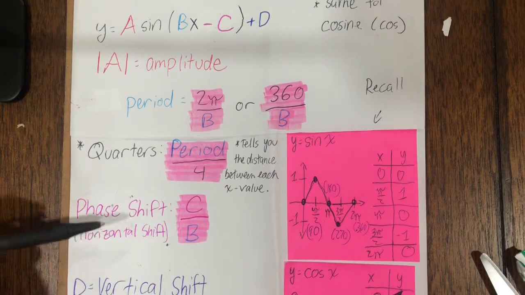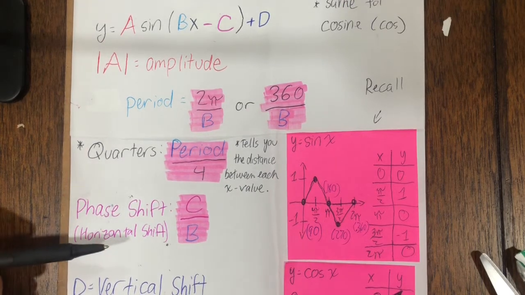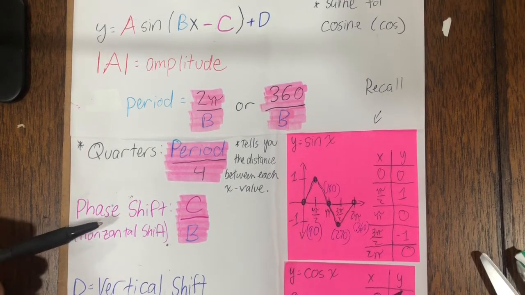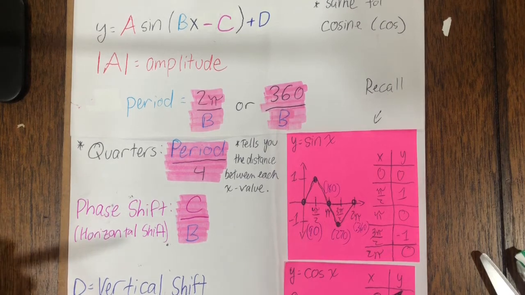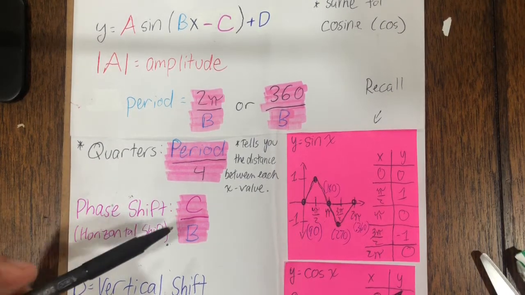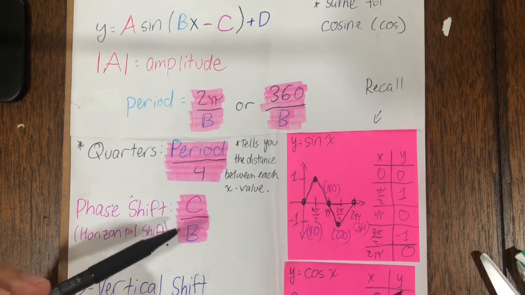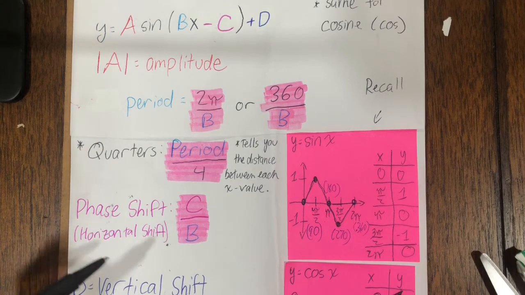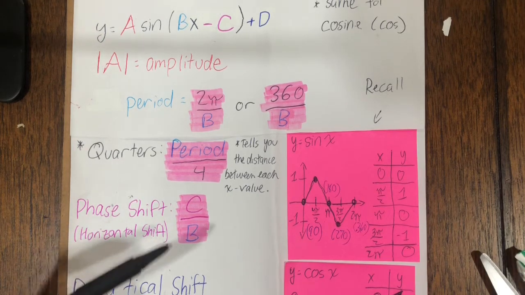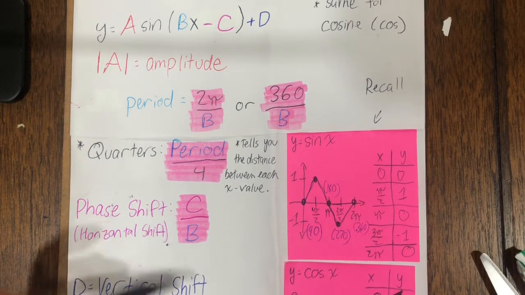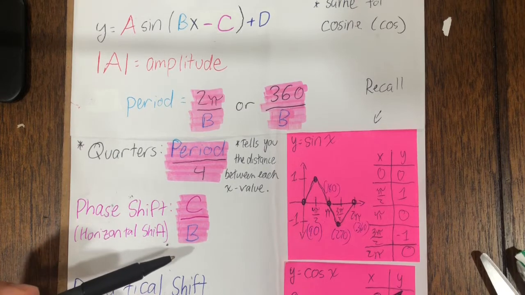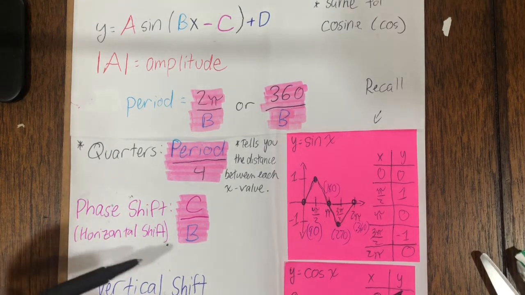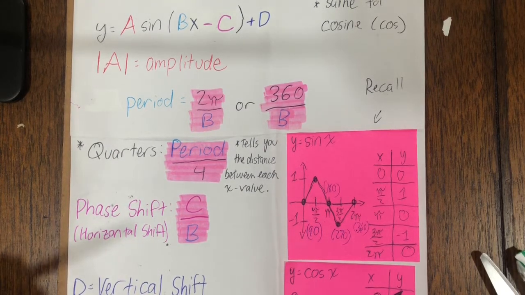Now, C is going to be applied for the horizontal shift, or in this case, a phase shift, since we're working with trig functions. For this one, we're going to take the number that represents C and then divide it by B. Even though we call this a phase shift and it has its own formula, it still follows the same rule for a horizontal shift. We always follow the opposite sign of whatever we're given.